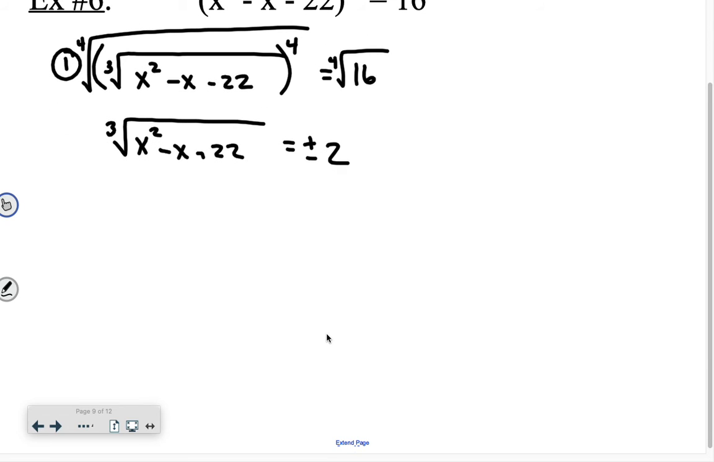Okay, what do we do next? Now what? What do you think? Let's keep working. Let's keep getting rid of things. What's the next thing that needs to go? The cubed root. How do I get rid of the cubed root? Cube it. Yep. Let's cube both sides. Left-hand side, cubed root goes away. X squared minus x minus 22. Right-hand side, you're going to get 2 answers. Plus or minus 8.